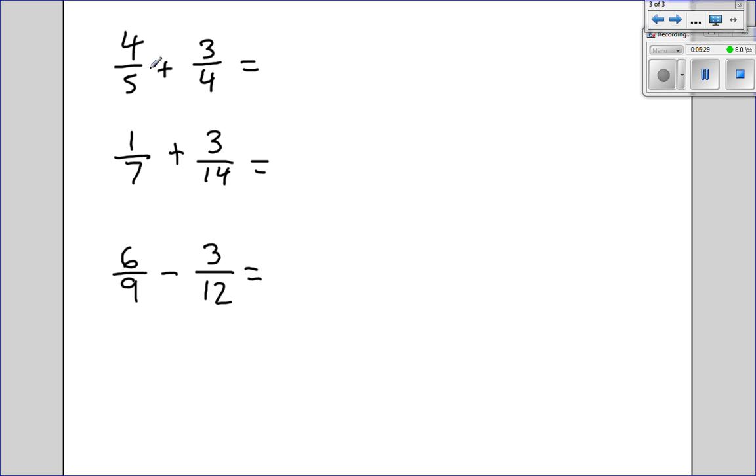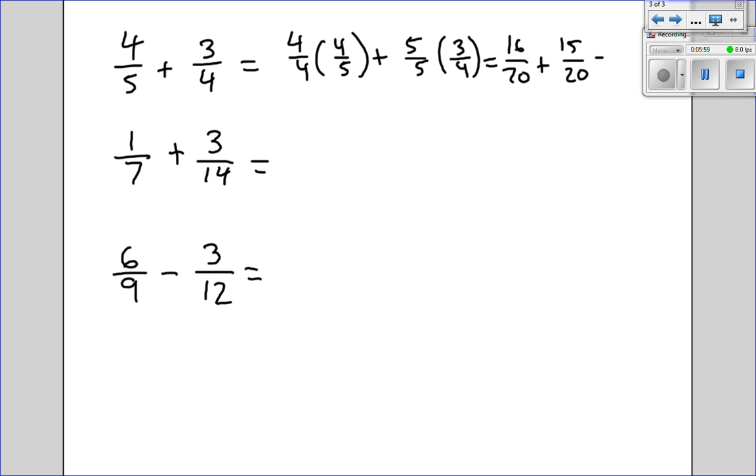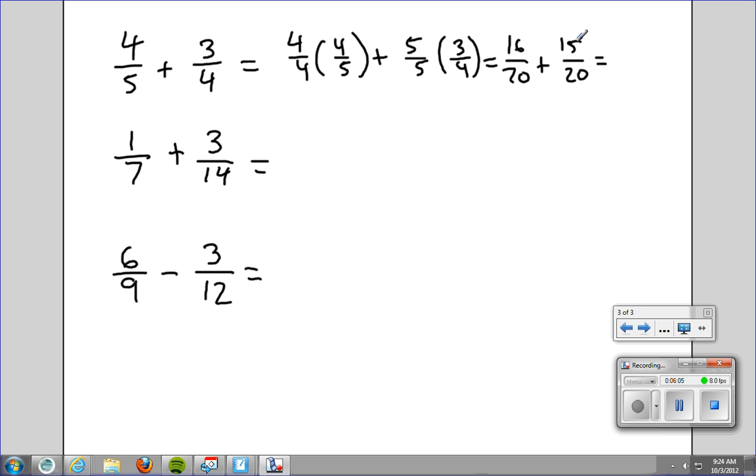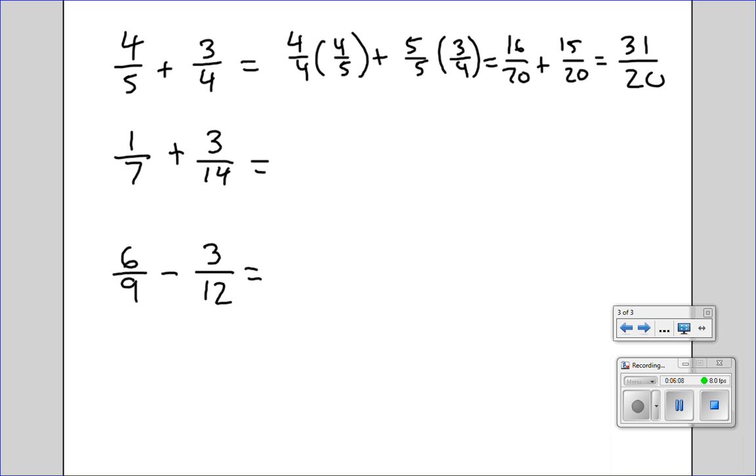Okay, let's check to see how you did. If we start with this problem, 5 and 4 both go evenly into 20. So I need to multiply this 5 by, what gives me 20? Well, 5 by 4. So 4 over 4 times 4 over 5 plus, and then 4 times 5 will give me 20. So it gives me 16. 4 times 5 is 20. Plus 5 times 3 is 15. Over 20 equals 16 plus 15 is 31 over 20. And there's your answer. Hope you got there.